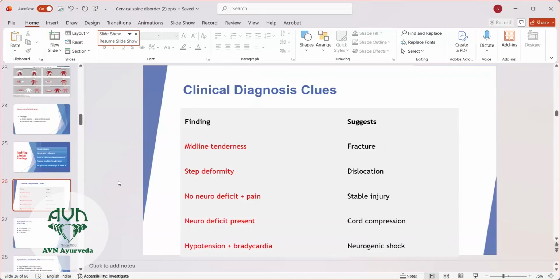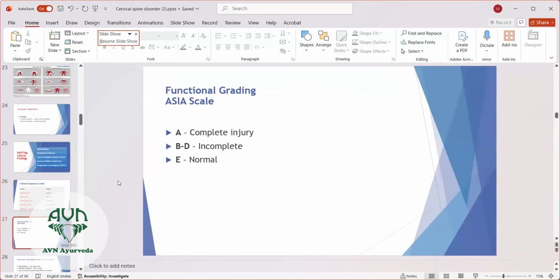In short, with midline tenderness we have to think about a fracture. If there is a step deformity, we have to think about a fracture dislocation. Neurodeficit plus pain is a stable injury. No neurodeficit plus pain means we can manage it very well; that is a stable injury. If neurodeficit is present, cord compression is there, and hypotension plus bradycardia means the patient is in neurogenic shock.